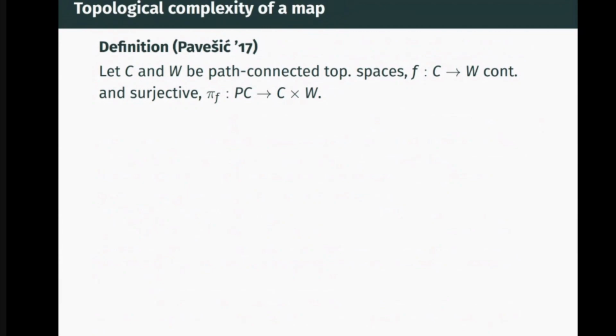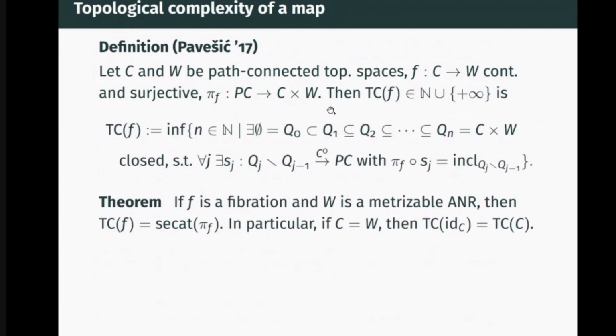This is basically generalizing this notion of TC. So again, we have some map from C to W, where we model these spaces, so continuous and surjective, and take this map pi_f, which basically composes this path fibration with f. Then we can define TC_f in the following way, and this is something which is highly non-intuitive, but I can just tell you that this works. We take the smallest n in the natural numbers such that we can find an exhaustion of C times W by n sets.